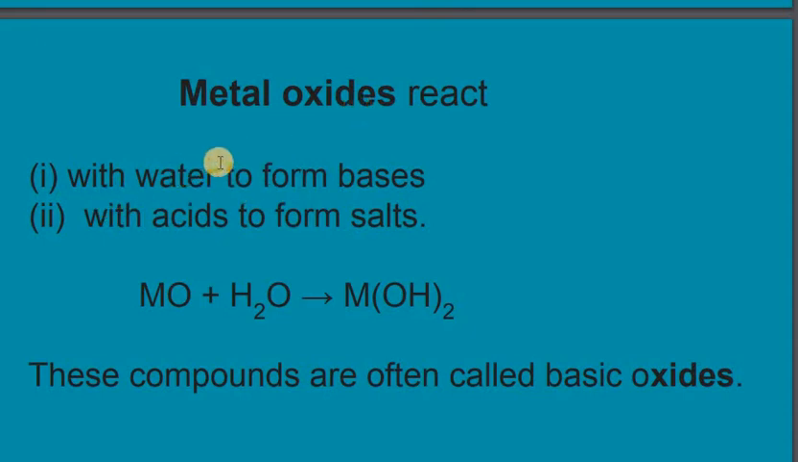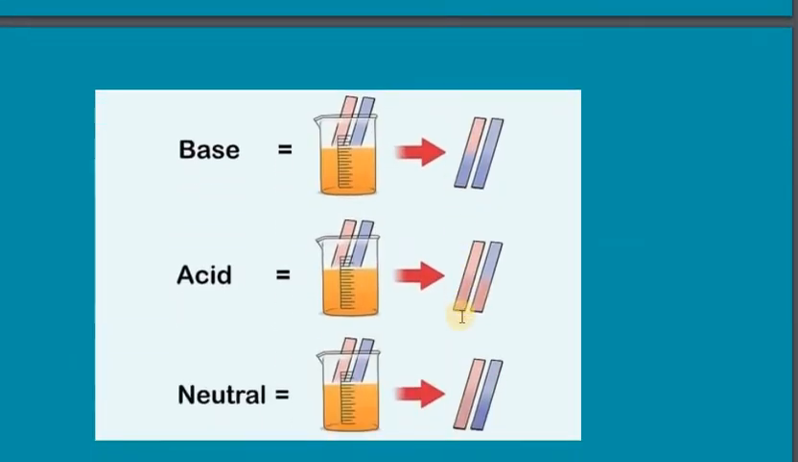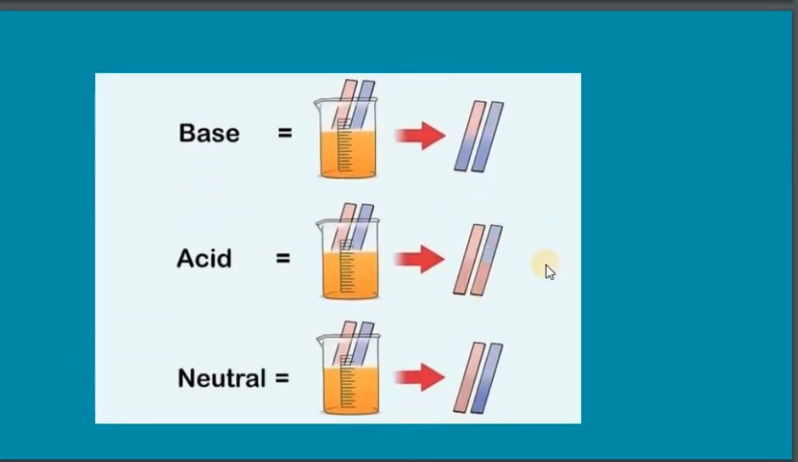When this metal oxide reacts with water, it forms a base, and with acids it forms salt. So this is magnesium oxide combined with water to form magnesium hydroxide. So you can test whether the solution is basic or acidic with the help of litmus paper. It is actually made of wood cellulose and lichens.